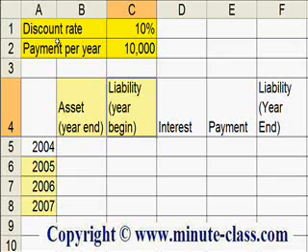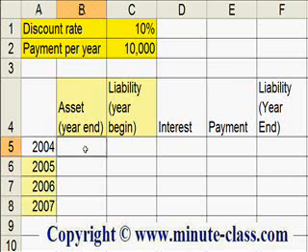In this example, we assume that a company rents an equipment. For this equipment, it has to pay 10K every year, and the discount rate is 10%. Since we are using a capital lease, we have to find the present value of this payment. So let's say we rent it from 2005 to 2007, for 3 years.